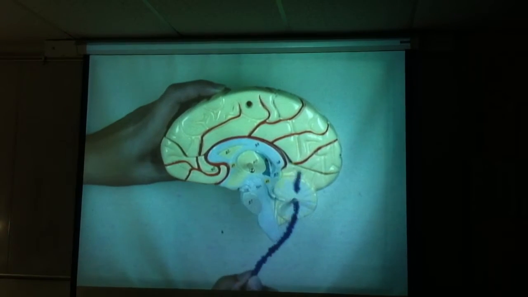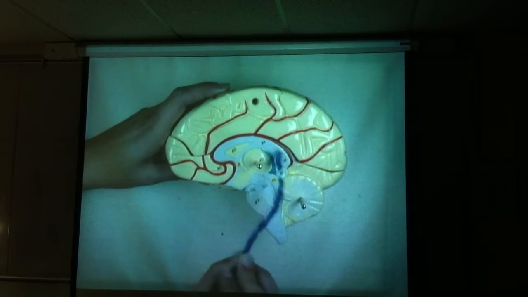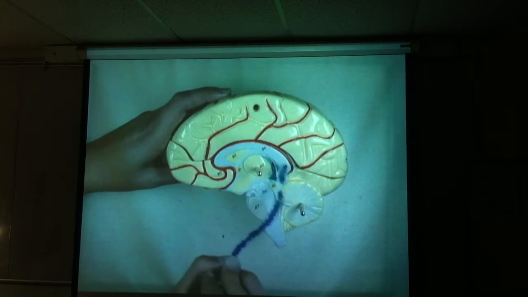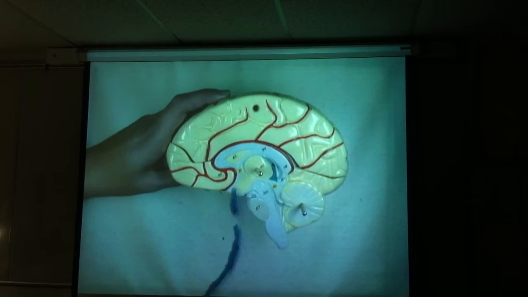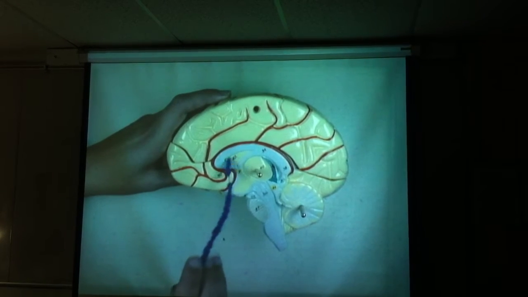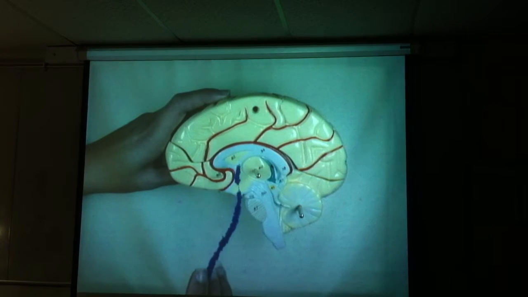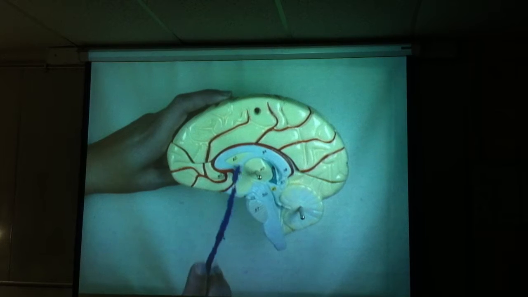Looking at some of the structures in the middle of the brain here, this is the corpus callosum. The corpus callosum is your white tract, your white axon. It's a commissure that connects the left and right halves of the brain. This right here is called the septum lucidum. And then this line right here is the fornix.